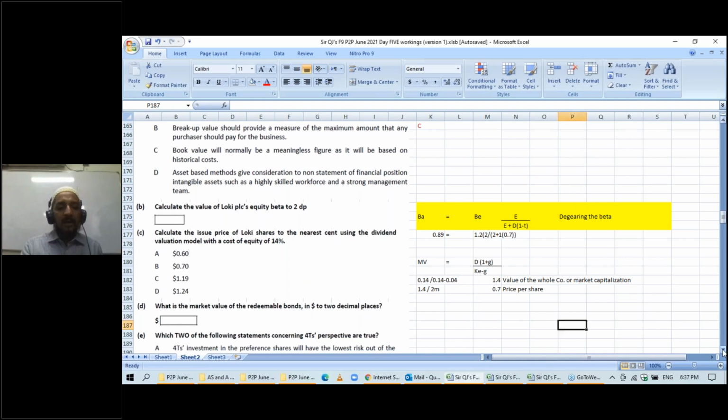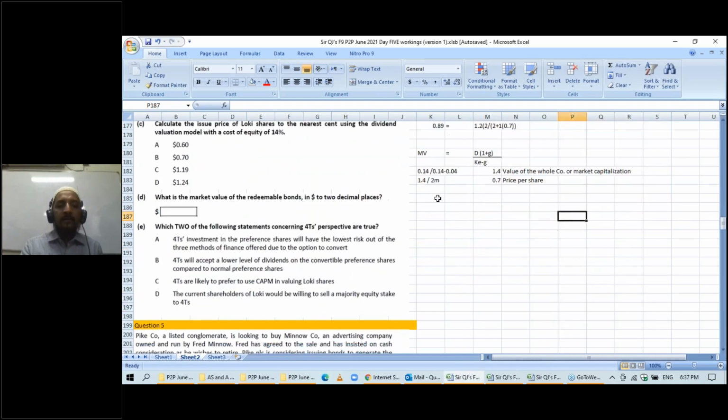Okay. Now, what is the market value of the redeemable bonds? I have discussed the market value calculation technique. So if you are buying a redeemable bond or a loan note or a convertible bond, what will you do? You will calculate the present value of cash flows associated with that bond, which is the interest and the redemption value.